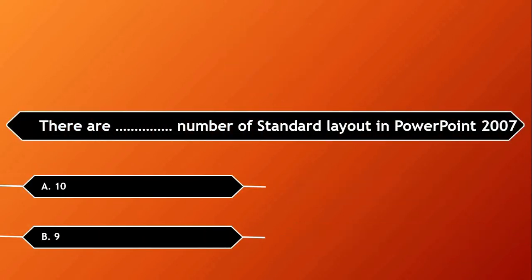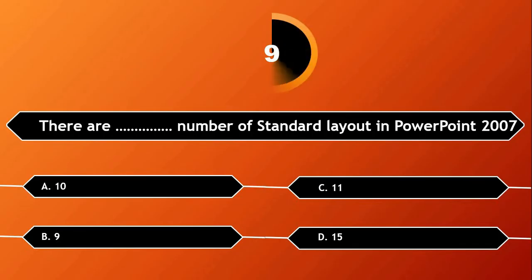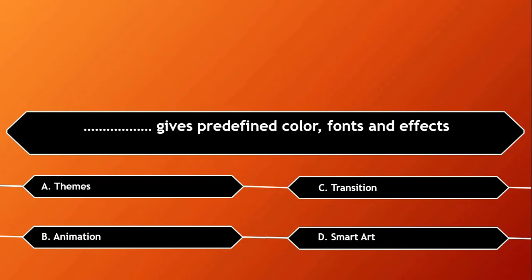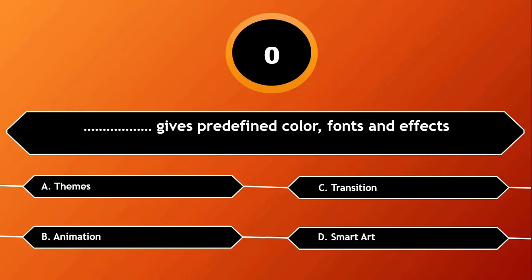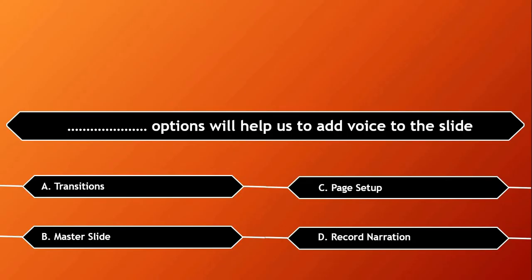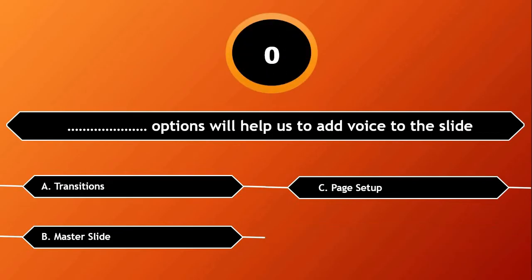There are dash number of standard layouts in PowerPoint 2007: 10, 9, 11, 15. The right answer is 9. Dash gives predefined colors, fonts and effects: themes, animation, transition, smart art. The right answer is themes. Dash option will help us to add voice to the slide: transition, master slide, page setup, record narration. The right answer is record narration.